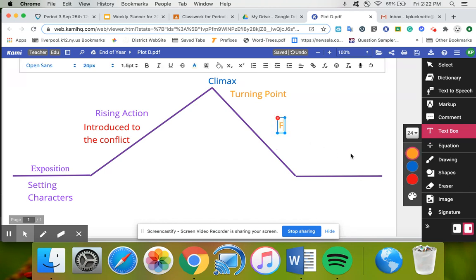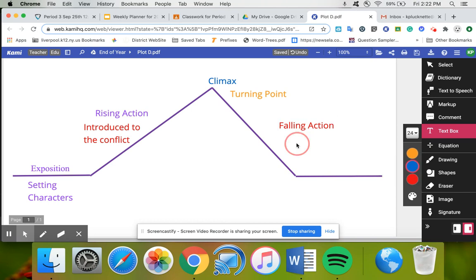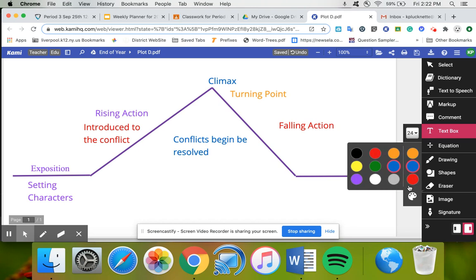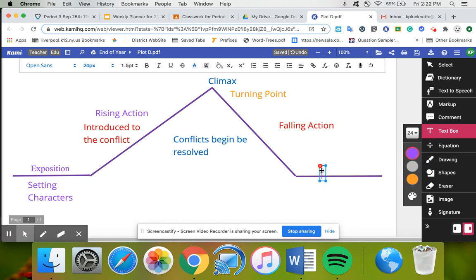Then we come to the falling action. The falling action just means that our conflicts begin to be resolved. And this depends on the story, on how much of the conflict is being resolved. Not all conflicts are resolved, just our major ones. I would argue that worse writing doesn't have a lot of conflict resolution there.